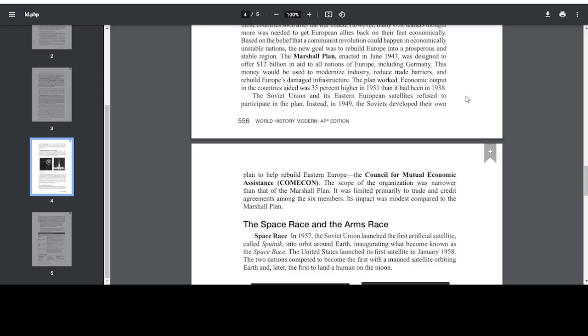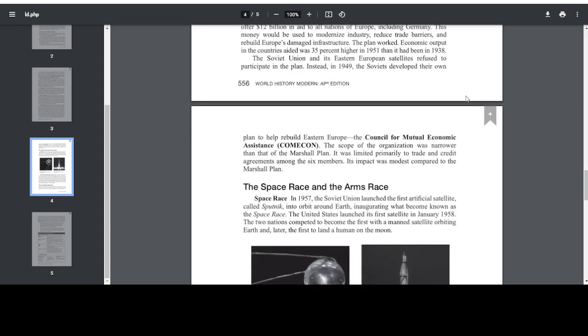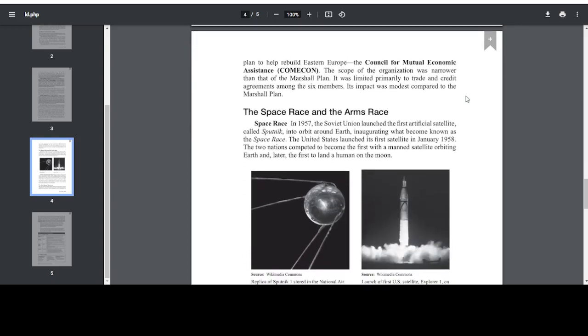Instead, in 1949, the Soviets developed their own plan to help rebuild Eastern Europe, the Council for Mutual Economic Assistance, COMECON. The scope of the organization was narrower than that of the Marshall Plan. It was limited primarily to trade and credit agreements among the 6 members. Its impact was modest compared to the Marshall Plan.